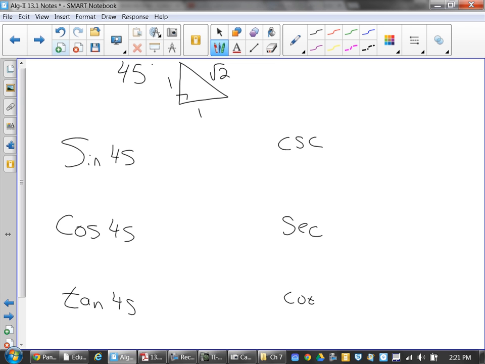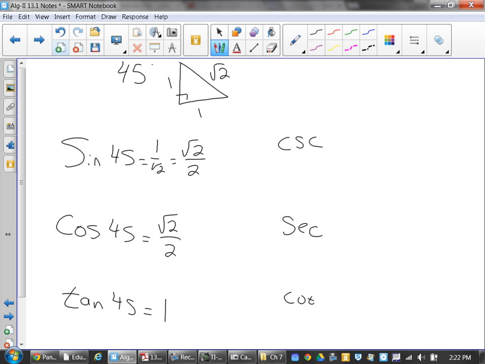So if I want to look at the sine of 45 degrees, sine would be opposite over hypotenuse. In this case, it would be 1 over root 2. So what's the sine when you simplify it out? Good. Cosine is the exact same thing, isn't it? Tangent is 1. That was easy.